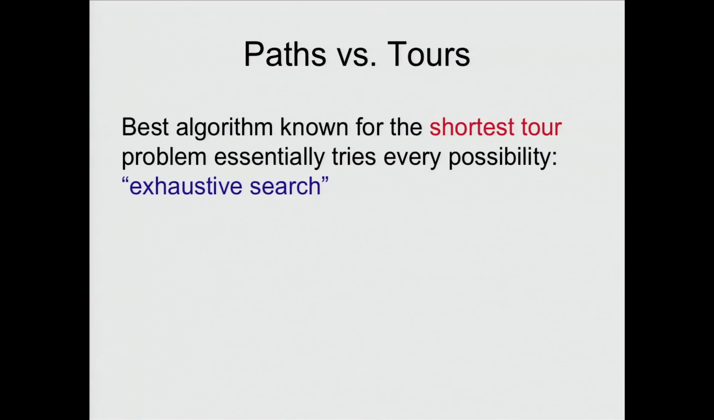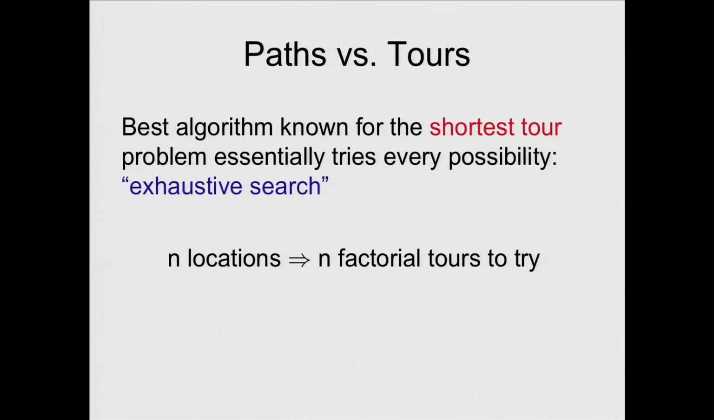The best algorithm that we know for this problem, even though it seems a little bit like the problem of finding shortest paths, is a really stupid algorithm. It's the one that essentially tries every possible path, every possible ordering. It's the brute force, exhaustive search way of solving this, and it's bad news. You don't want to do things that way. Having to do exhaustive search or brute force is almost like having no algorithm at all. And why?